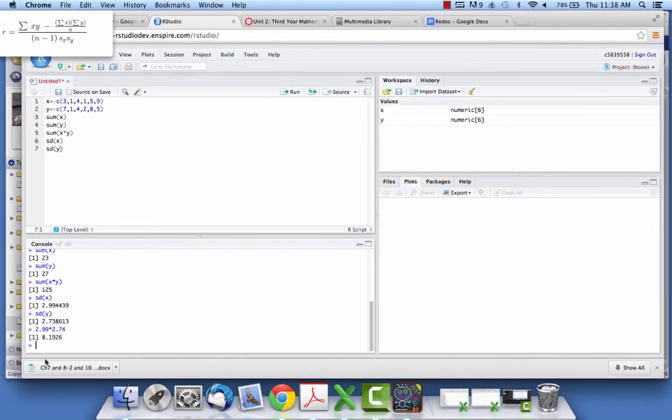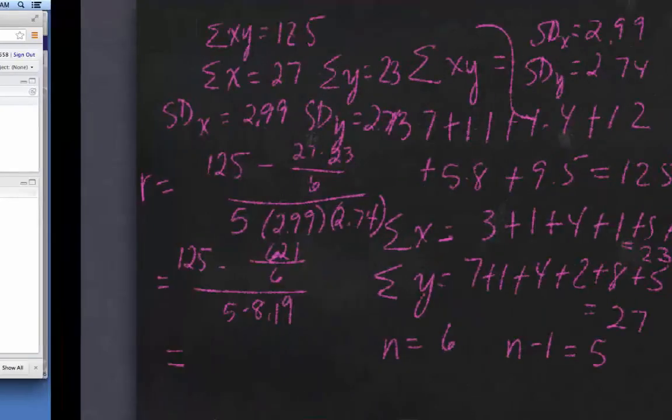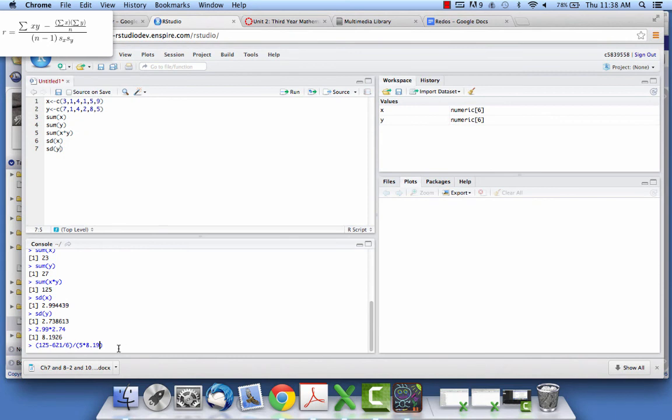So 125 minus 621 over 6 divided by 5 times 8.19. And of course you'll have it on paper so you won't have to look back and forth at all. 0.525 if I'm asked to 3 and 0.53 if I'm not. So this is the process that you calculate R.